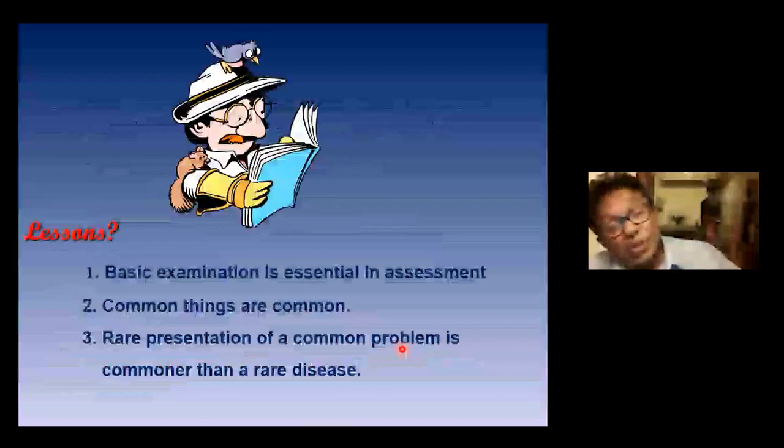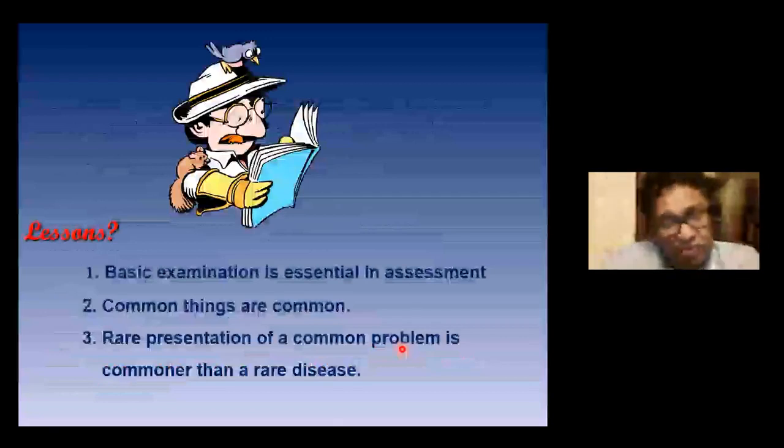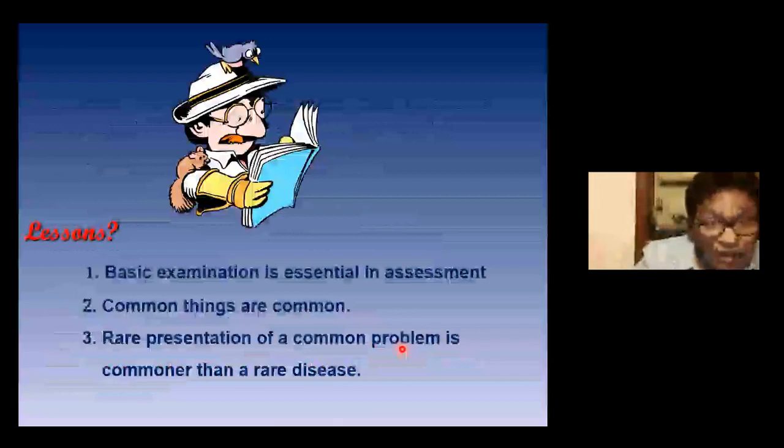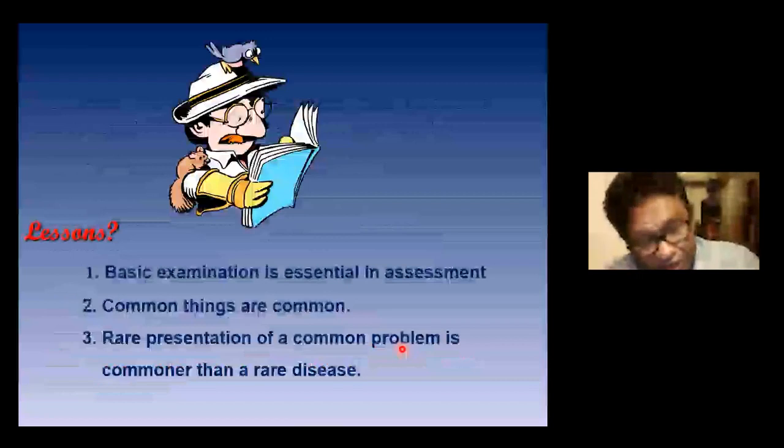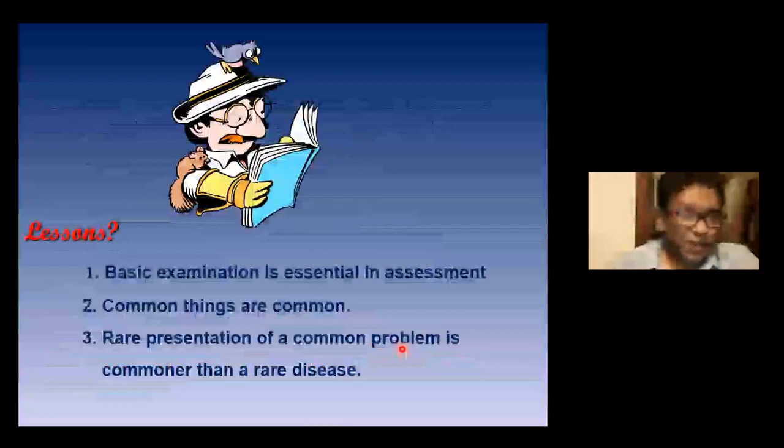And the second thing is, common things are more common than having HUS and all that. And this is a rare presentation, because it's not the way that glomerulonephritis and hypertensive encephalopathy usually present. So a rare presentation of a common problem is commoner than a rare disease. So we missed this because we really failed to check the blood pressure and to take a detailed history.